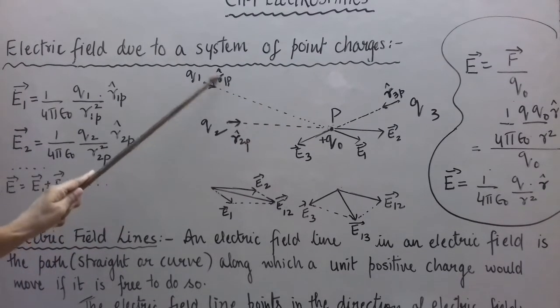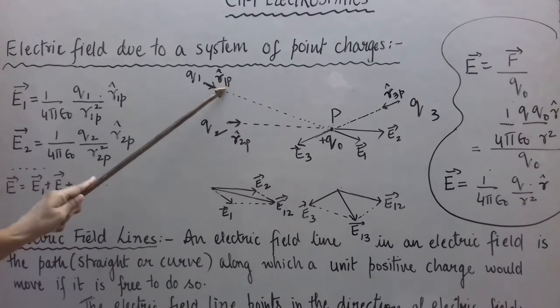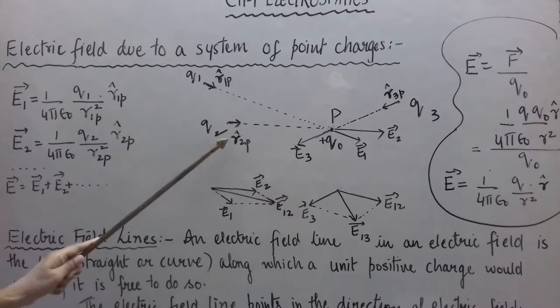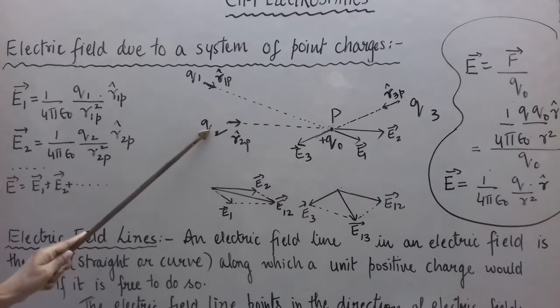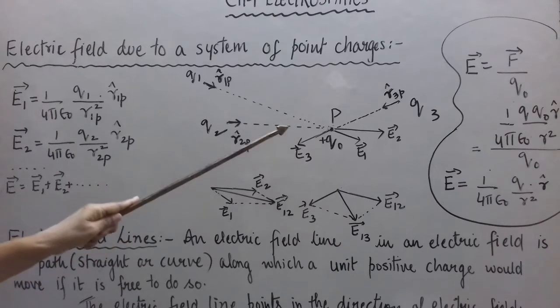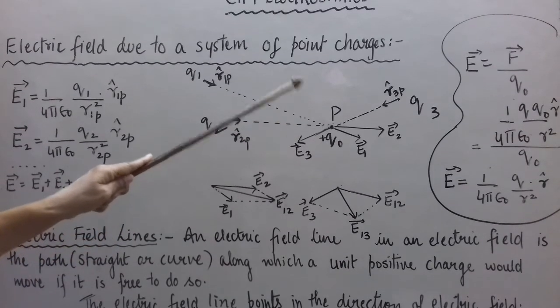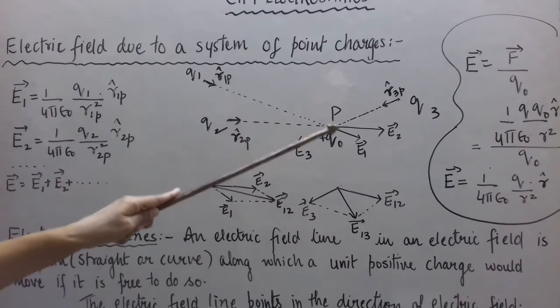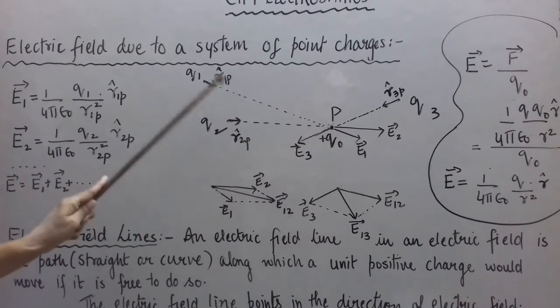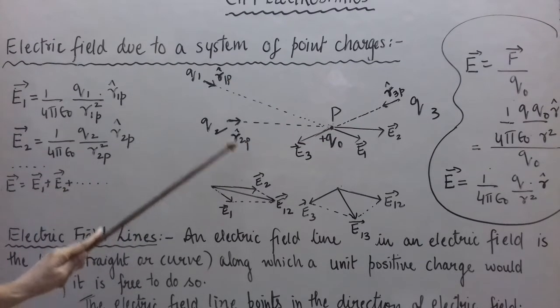And what is R1 cap? Unit vector from Q1 towards P. R2 cap is a unit vector from Q2 towards P. And R3 cap is a unit vector from Q3 towards P. Just you have to say R1P cap, R2P cap.